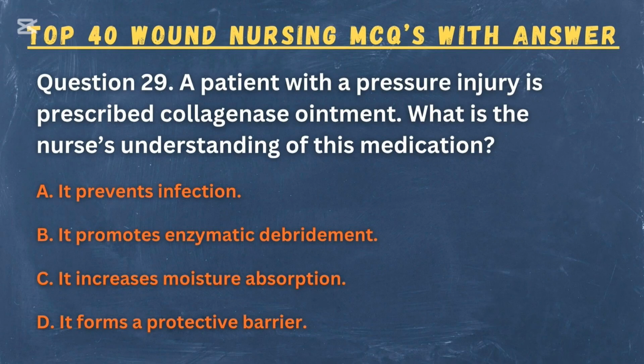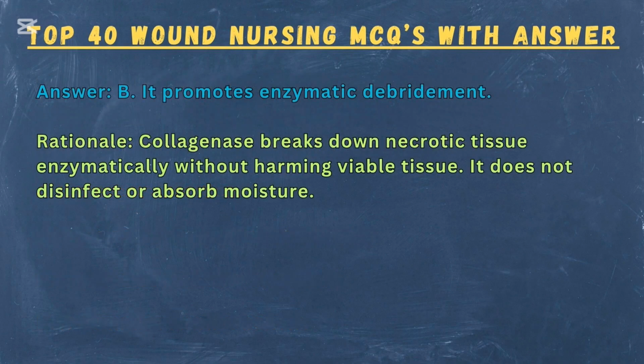A. It prevents infection. B. It promotes enzymatic debridement. C. It increases moisture absorption. D. It forms a protective barrier. Answer. B. It promotes enzymatic debridement. Rationale. Collagenase breaks down necrotic tissue enzymatically without harming viable tissue. It does not disinfect or absorb moisture.